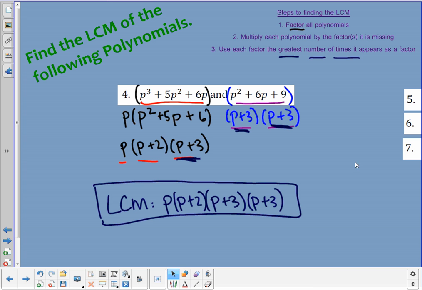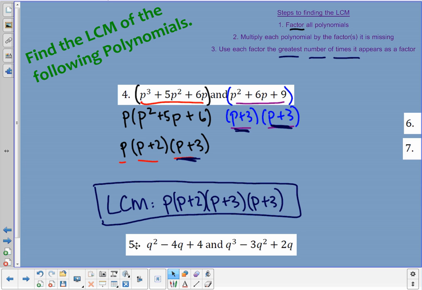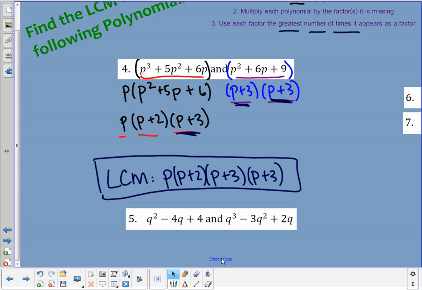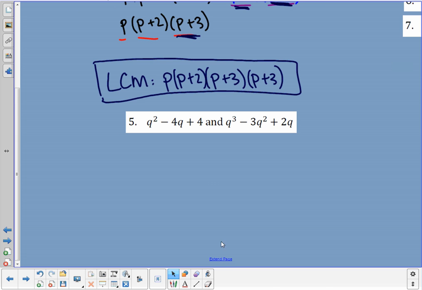Let's take a look at number 5. In number 5, I have q to the second minus 4q plus 4. And then I also have q to the third minus 3q squared plus 2q. So those are my two separate polynomials. If it helps you, you can put parentheses around them so that you recognize that they're two separate things. That and in the middle is separating them.